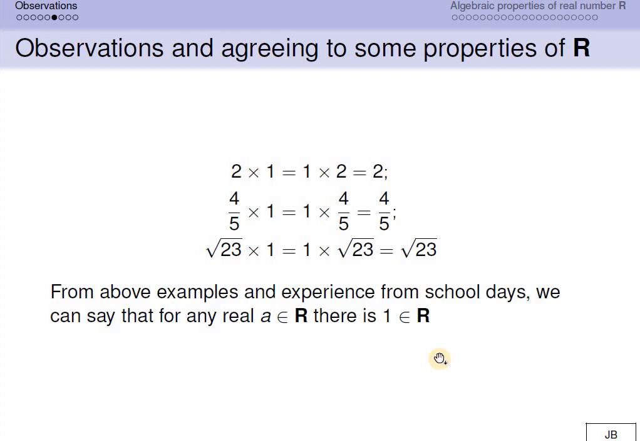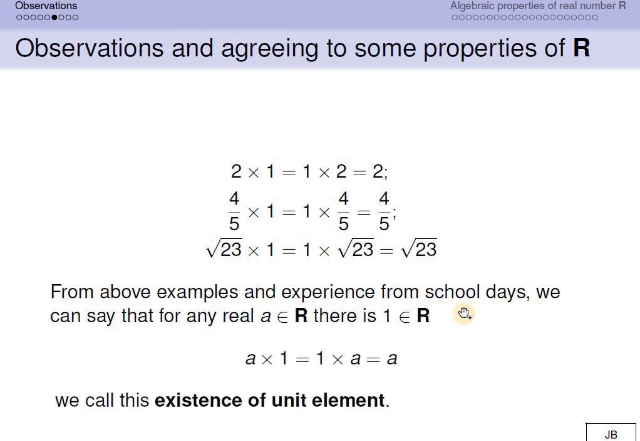Similar to this 0 with respect to multiplication, you have 1. When you multiply 2 with 1 or 1 with 2, we get 2 only. So whenever you multiply any number by 1, we get the number itself. So this is a very nice property of real numbers. We take this as an axiom or property of real numbers, and we call this the existence of unity.